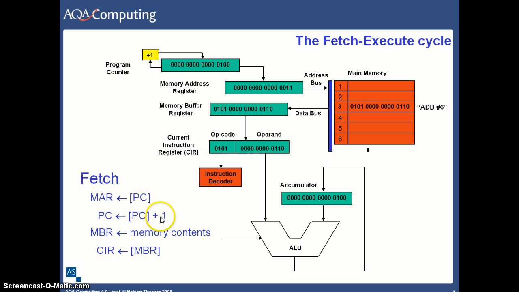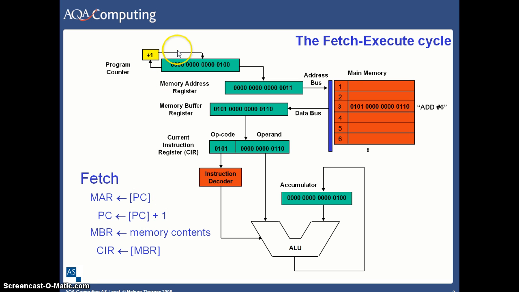At exactly the same time as this happening, this also happens. The contents of main memory that have been addressed is transferred to the memory buffer register. So you'll often see on the notation there is a semicolon between these two lines here, and that indicates that they both happen at the same time. They can happen at the same time because they are independent, they are using independent registers from each other.